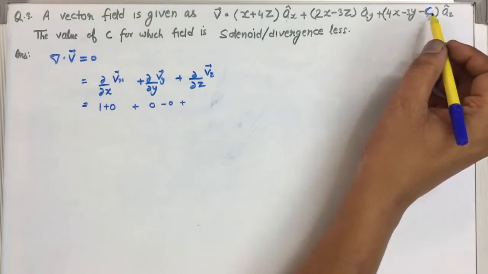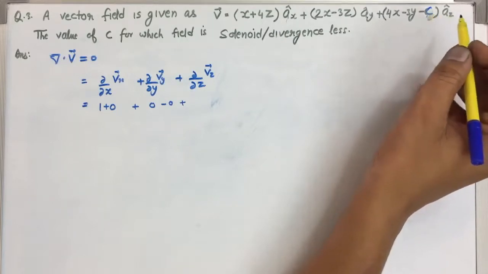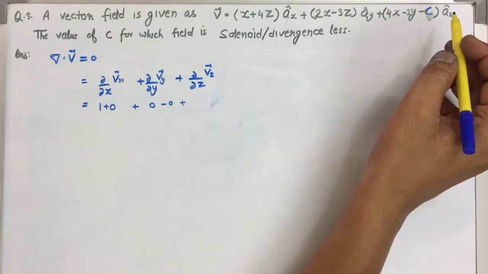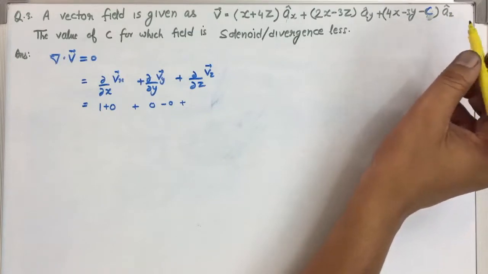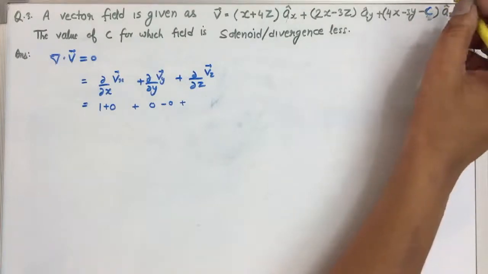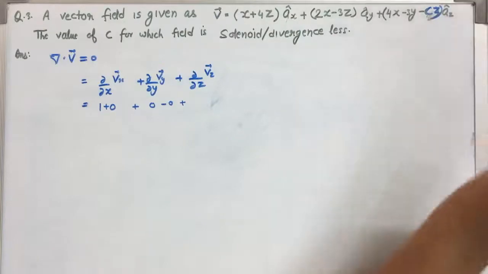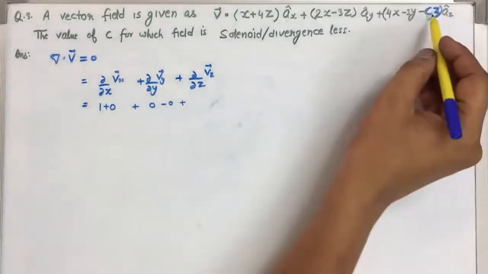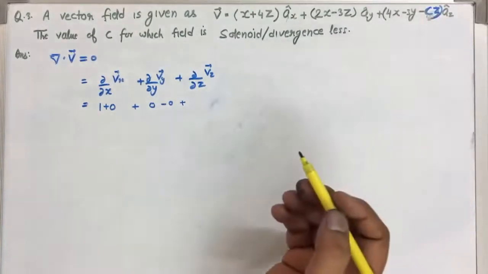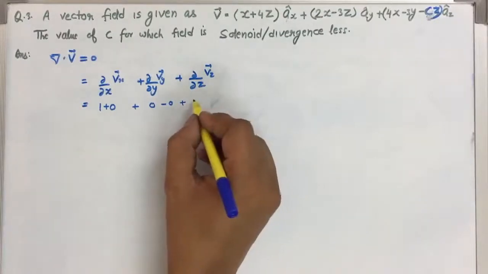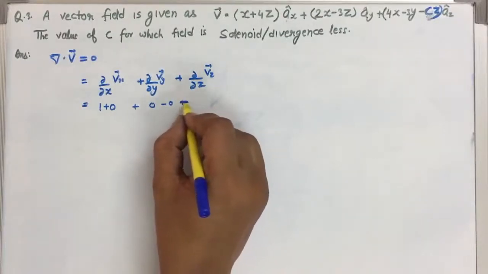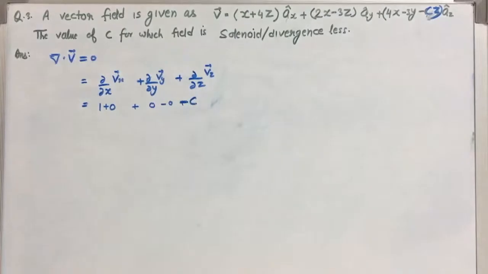z. How much can you get? I think there is something missing. Okay, consider z here. Now there will be no problem. Okay, partial derivative of this with respect to z will give you minus c.